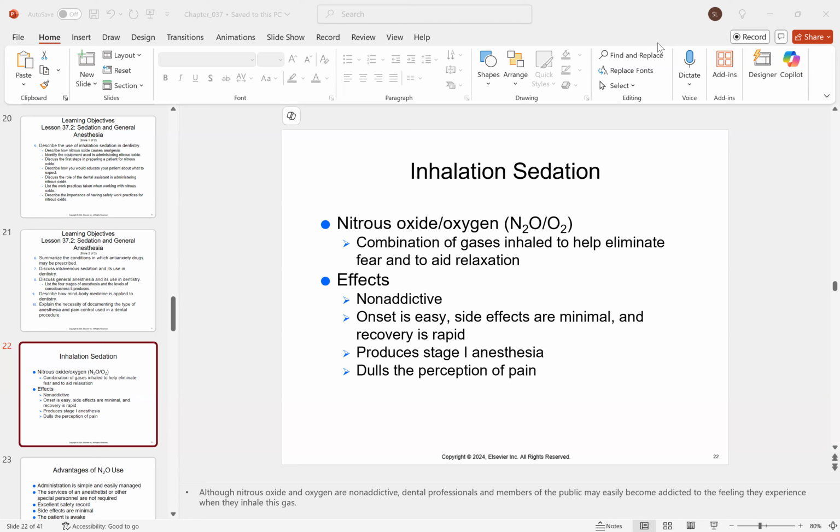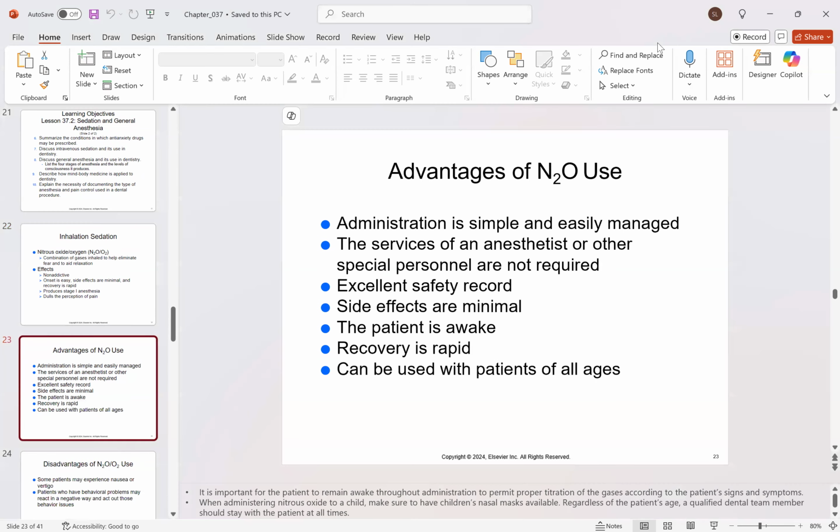It is non-addictive. The onset is easy, side effects are minimal, and the recovery is rapid. This produces the stage 1 anesthesia and dulls the perception of pain for the patient. Advantages include administration being simple and easy to manage, and the service of an anesthesiologist or other special personnel isn't required. This has an excellent safety record. The side effects are minimal. The patient is awake. Recovery is rapid, and it can be used for patients of all ages.